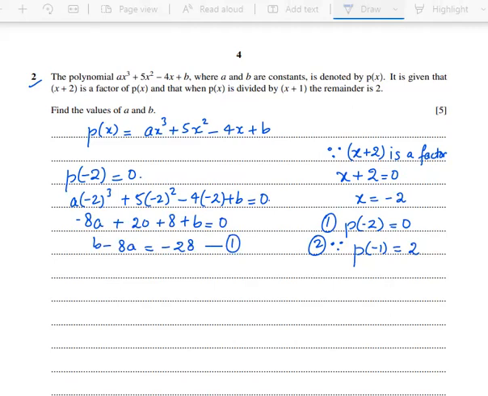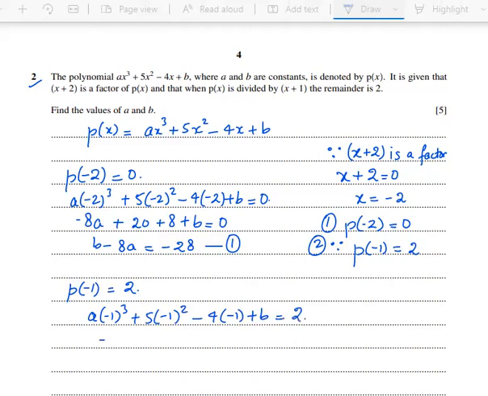Okay. Now from the second set of data, p of minus 1 is equal to 2. So we have p of minus 1 is equal to 2. Therefore, just plug in x equals minus 1 over here. So we'll get a into minus 1 cube plus 5 into minus 1 square minus 4 into minus 1 plus b equals 2. All right.